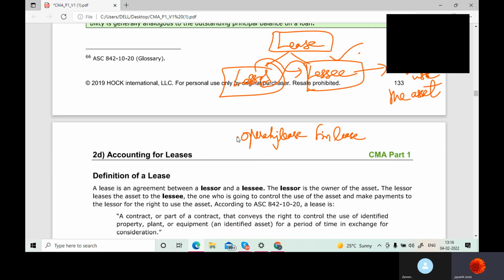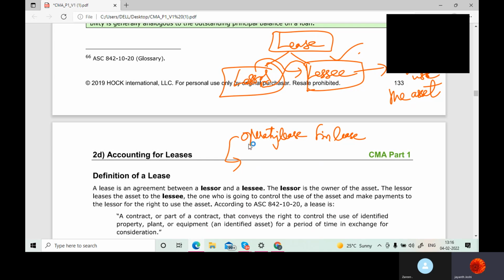Operating lease generally is an off balance sheet item. That means this is a lease whereby you take the property from the lessor for a short span of time, maybe less than a year. I'm not saying that it cannot be more than a year. It can be more than a year, but generally for operating lease, the properties or instruments we take on lease are for a short duration, short term lease.